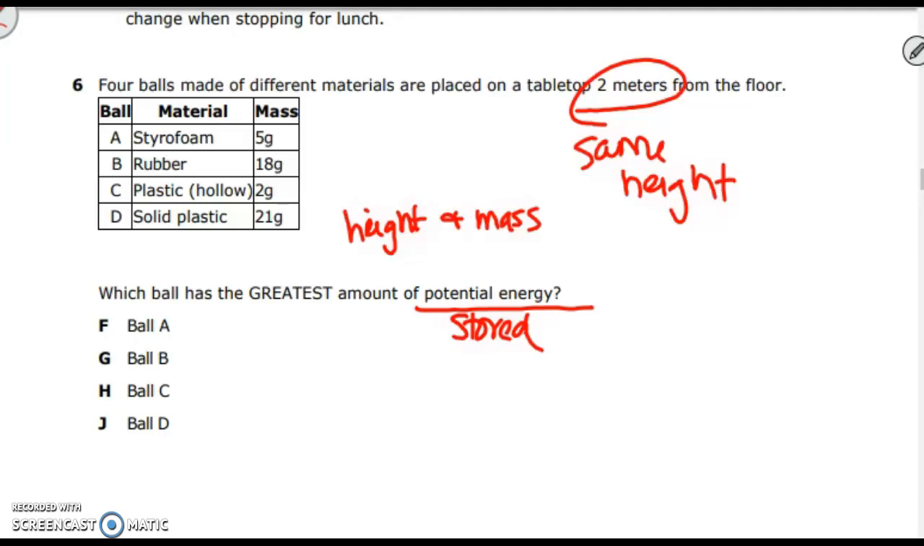Now, I like to think about this as the potential to being injured. So just off the top, it's either going to be the largest or the smallest. So I'm going to go ahead and eliminate those 2. Would you rather me drop a plastic hollow little ball on your head or a solid plastic ball that's about 10 times more? The one with the larger mass is going to have the more potential to hurt you. So it is going to be D, or ball D, which is J.